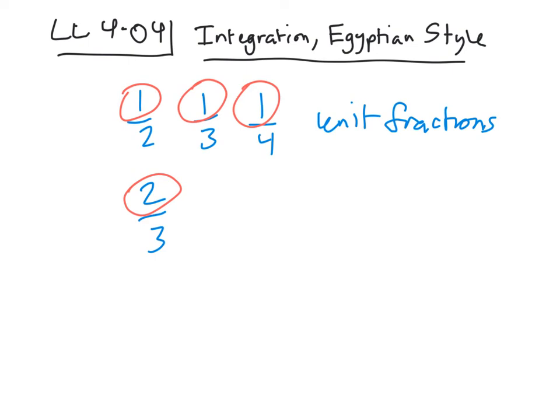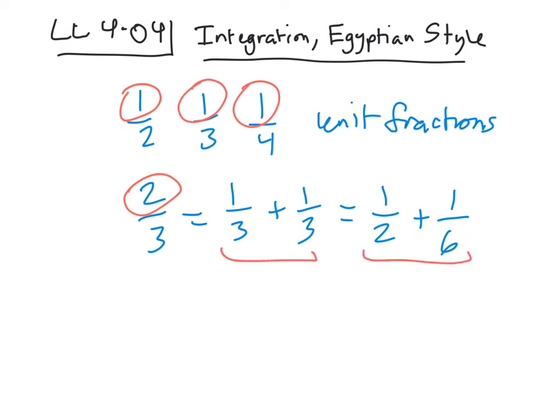But one thing that they would do is they would represent quantities like 2/3 by representing them as sums of unit fractions like 1/3 and 1/3, and also 1/2 plus 1/6. And sometimes in the math history parlance, these are called Egyptian fractions. It's like an Egyptian fraction decomposition of 2/3. So what does all this have to do with calculus?